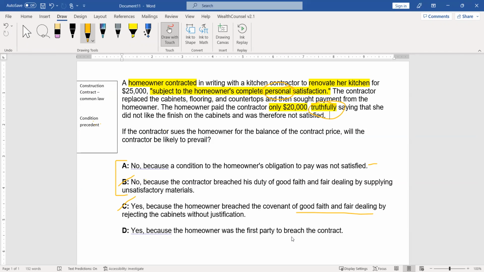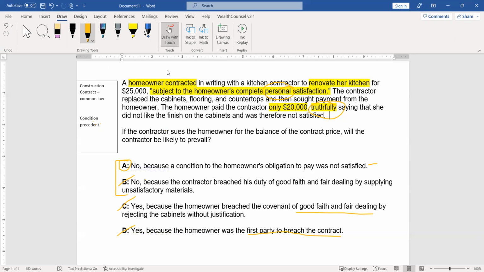Yes, because the homeowner was the first party to breach the contract. That is irrelevant to breaching of the contract. So in the analysis, you don't worry about who breaches first. That comes into play when you're looking at order, more in property, like first in time, first in right, in the recording statutes, in the mortgages, as well as for personal property with the secured transaction. So I would say no, and you've got the answer A.